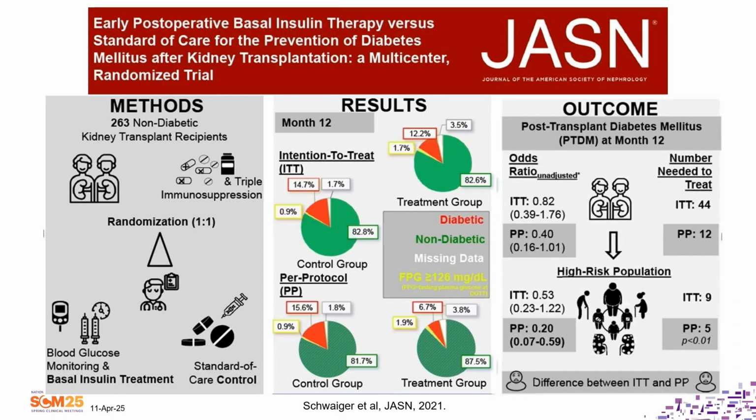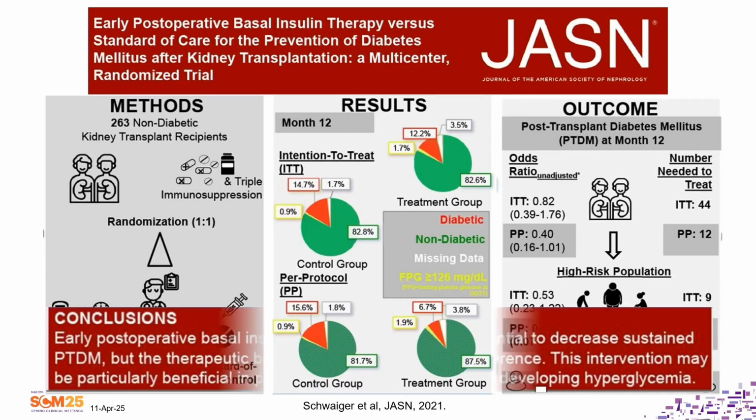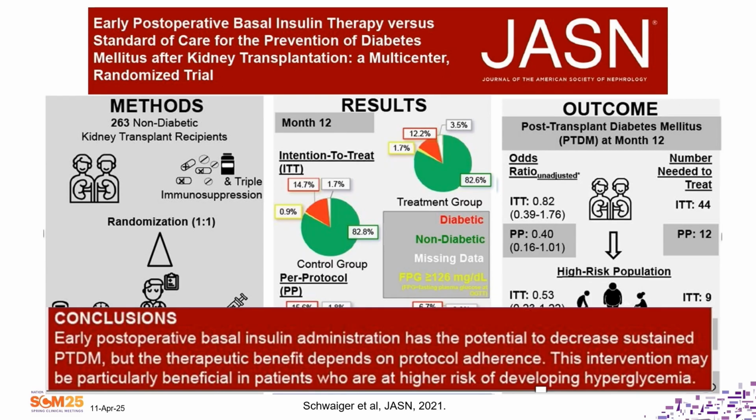And again, focusing on the lower part of this panel, you see in the high-risk population that the hazard ratio for post-transplant diabetes was markedly reduced in the treatment group, 0.2. So the reason that I wanted you to focus on the lower part of the panel was because in the intention to treat group, the outcomes were not as significant, and that was because there was some non-adherence to the protocol. And so the conclusions of the authors were that early post-operative basal insulin administration has the potential to decrease sustained PTDM, but the therapeutic benefit depends on protocol adherence. So this intervention may be particularly beneficial in patients who are at higher risk of developing hyperglycemia.